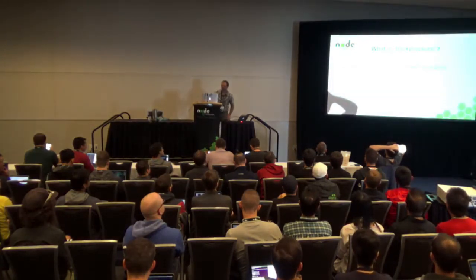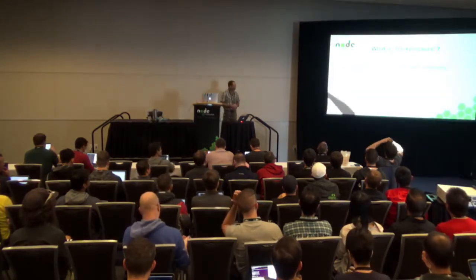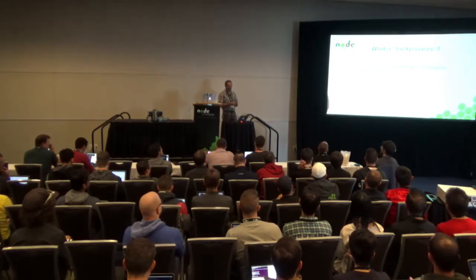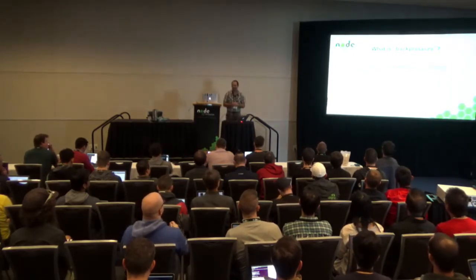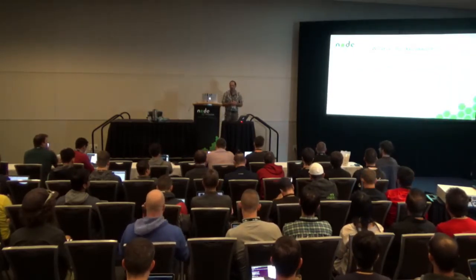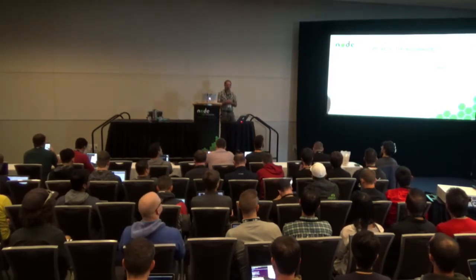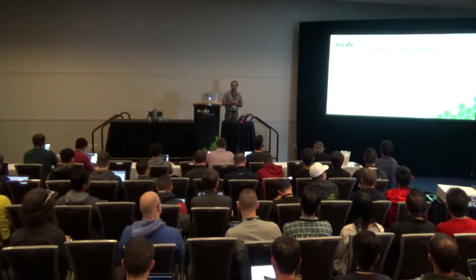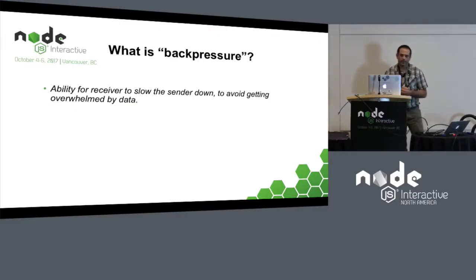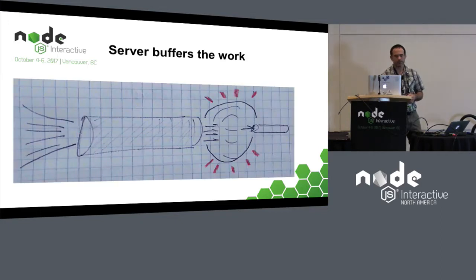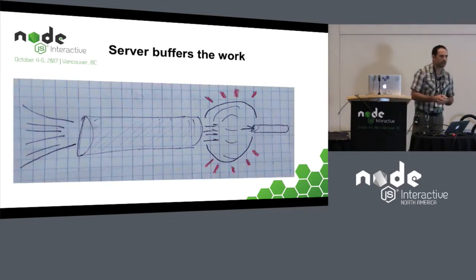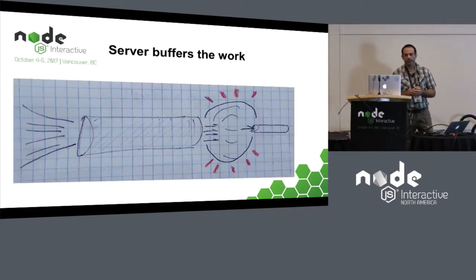So what's back pressure? I didn't look up the Wikipedia definition. I would describe it as the ability of a receiver to slow a sender down to avoid getting overwhelmed by data. This is important because you can't control how many clients you have, how much is going to hit your endpoints.